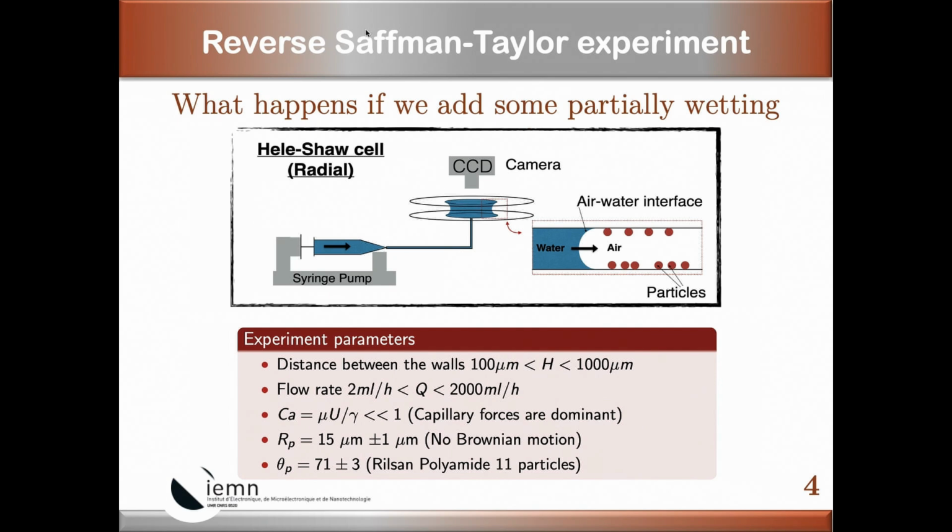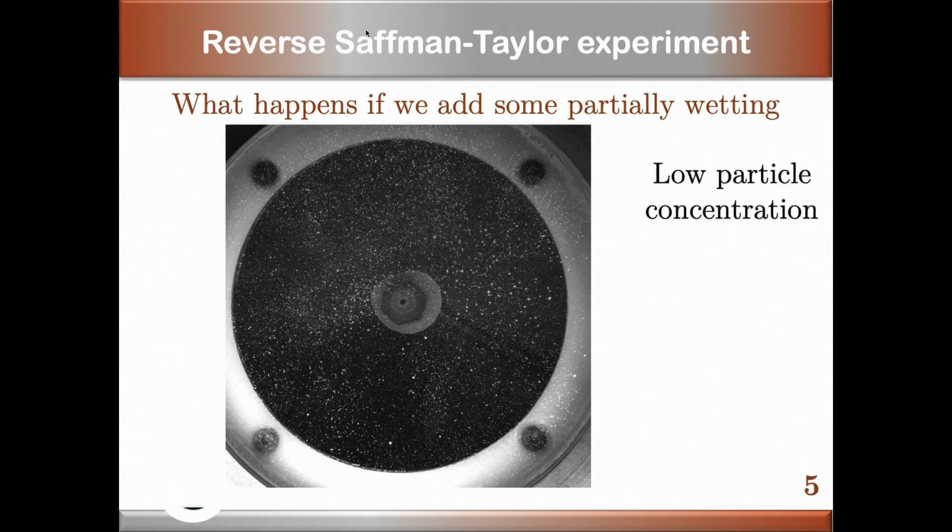The particles that we have are around 15 microns, so there is no Brownian motion. These are partially wettable particles with typically a contact angle of 70 degrees. So let's see what happens.